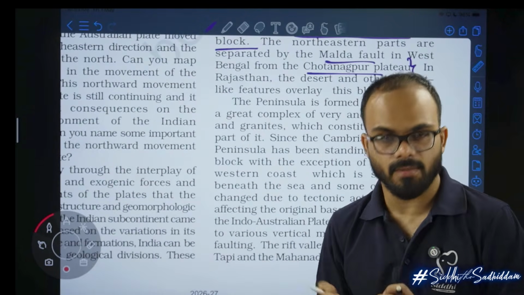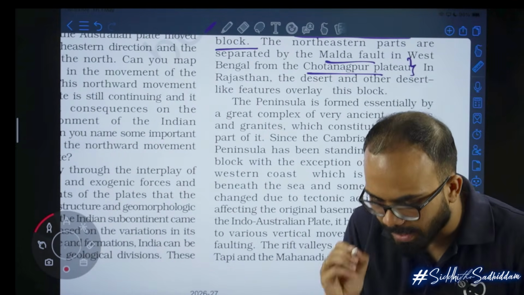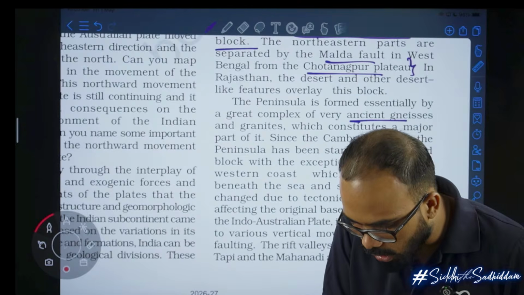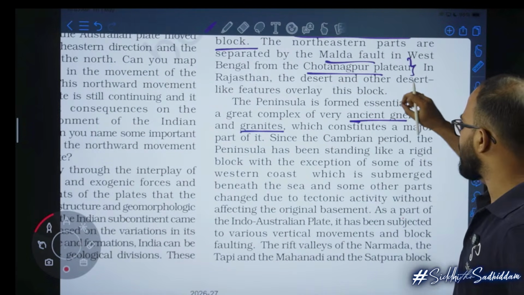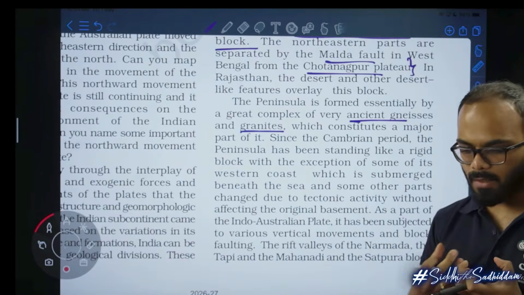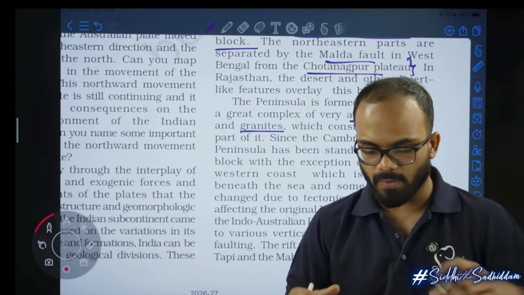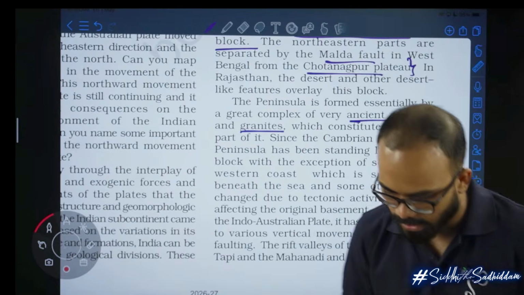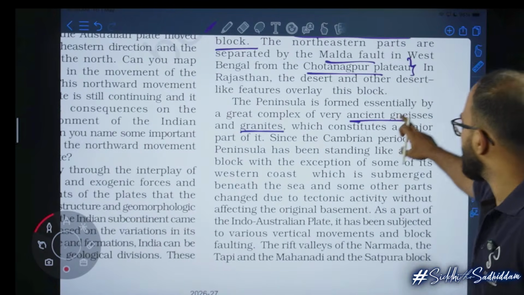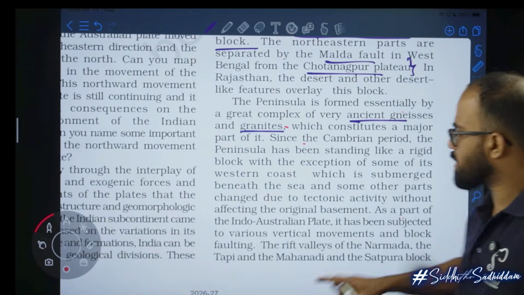Next, the formation. Formation is about the materials. They can ask you what type of rocks are present. They are made up of gneiss and granite because this particular block has been created after a lot of volcanic eruptions, etc. So this is made up of ancient gneiss and granite. This they can ask you.